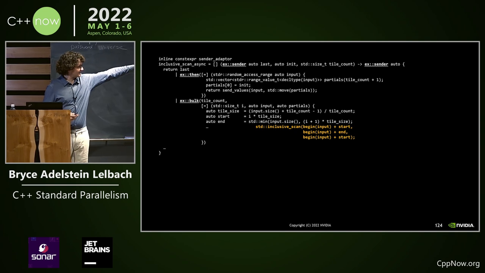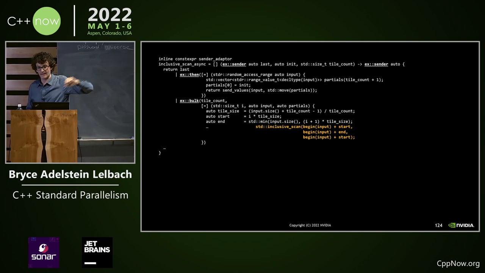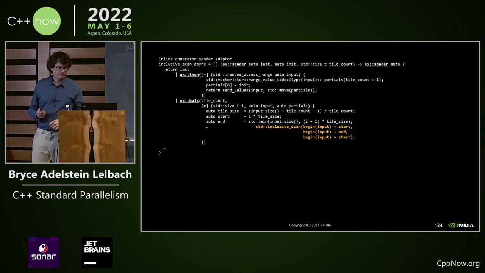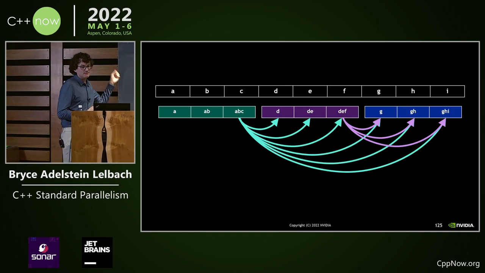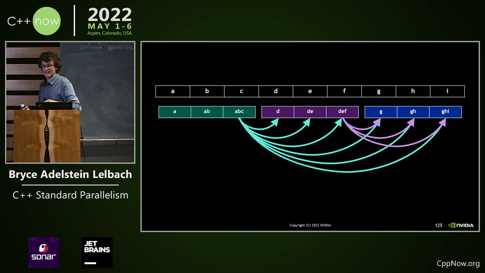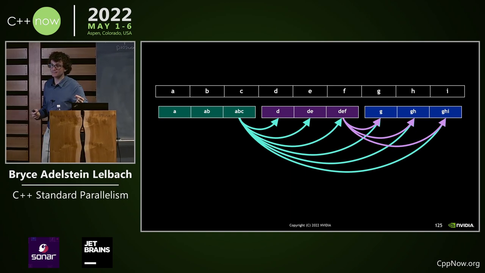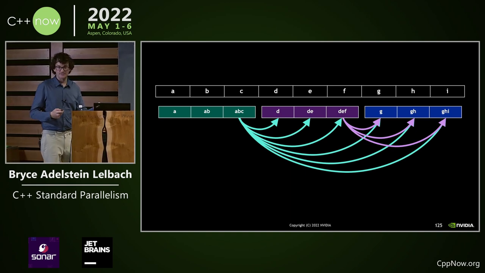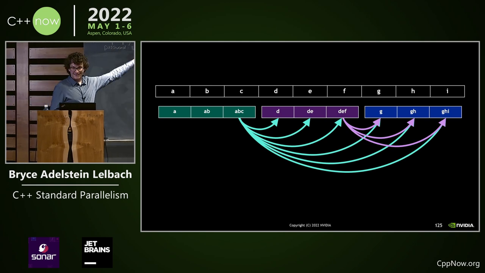And we do that right here, inside the body of that bulk. So next, we need to propagate information between tiles. The sum of each tile needs to be added to the elements of all preceding tiles. So the communication is going to look like this.